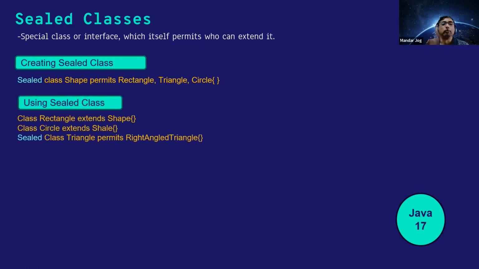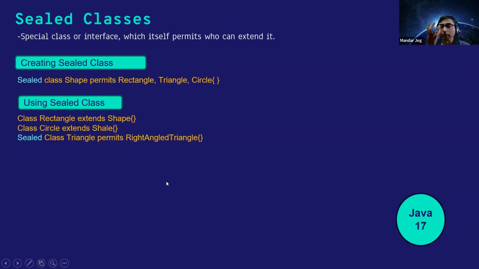And the way to use it is simple. Class Rectangle extends Shape, class Circle extends Shape. You can also create a subtype of this by saying that there is a Triangle class which permits another RightAngleTriangle which you can extend. So you can find out the different scenarios and see if I can extend this Rectangle class directly, and if I extend the Rectangle class by some other class, can I get the features from the Shape class or not?